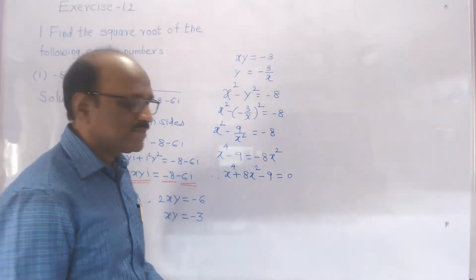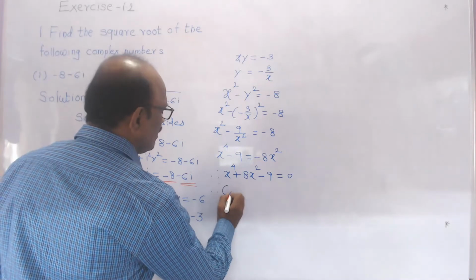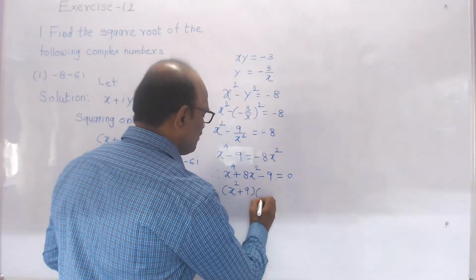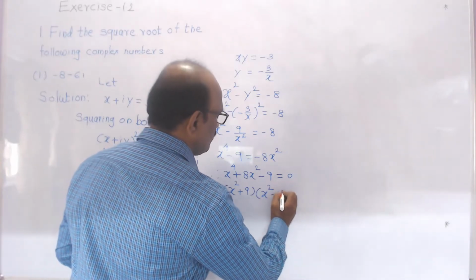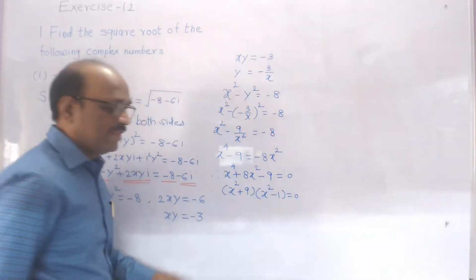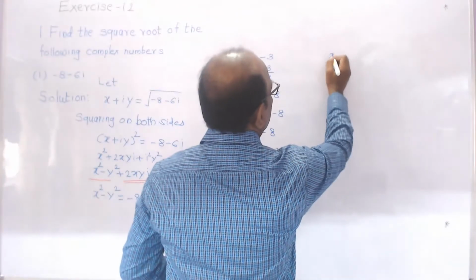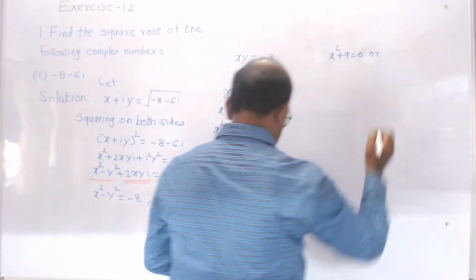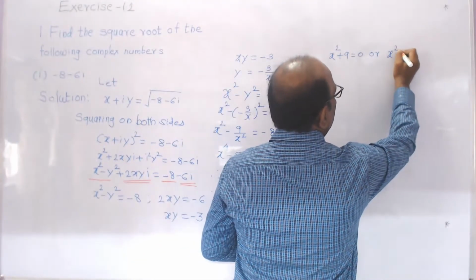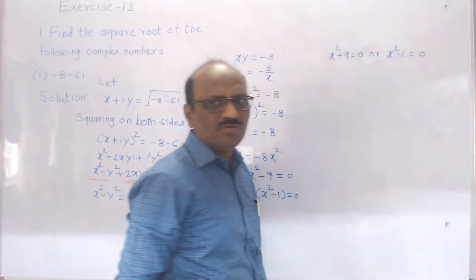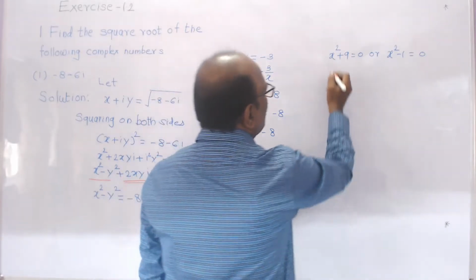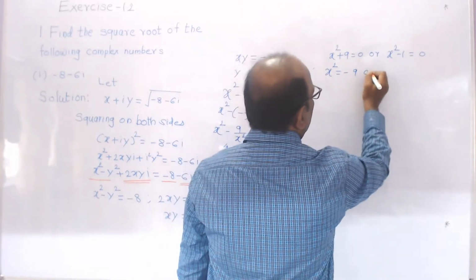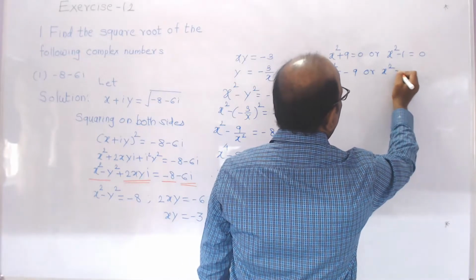Plus 9 and minus 1. Therefore the factors are x square plus 9 in first bracket, and in second bracket x square minus 1, and that's equals to 0. Therefore x square plus 9 is equals to 0, or x square minus 1 is equals to 0. These are the two equations. Now we'll solve this. That is, therefore x square is equals to minus 9 or x square is equals to 1.